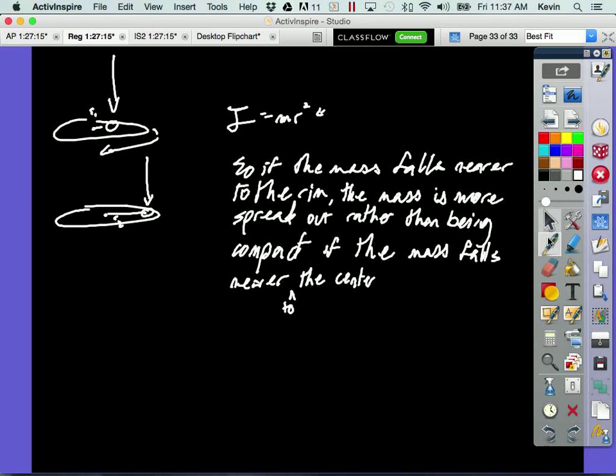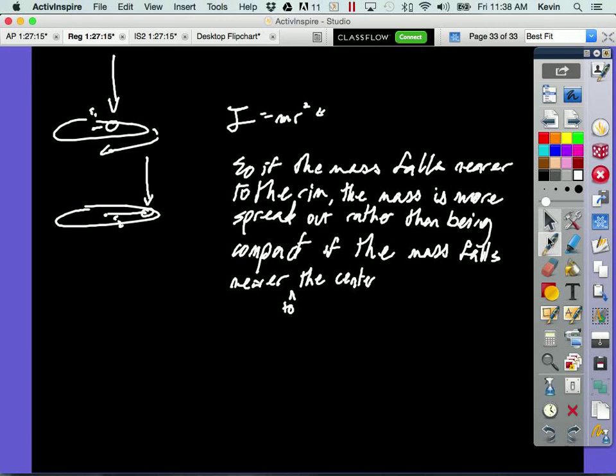What are you doing? Are you serious? What? Okay, you done? So what did you say? Shh. All right, listen up. So he said, if the mass falls, oh, you say it. Go. So if the mass falls nearer to the rim, the mass is more spread out rather than being compact.